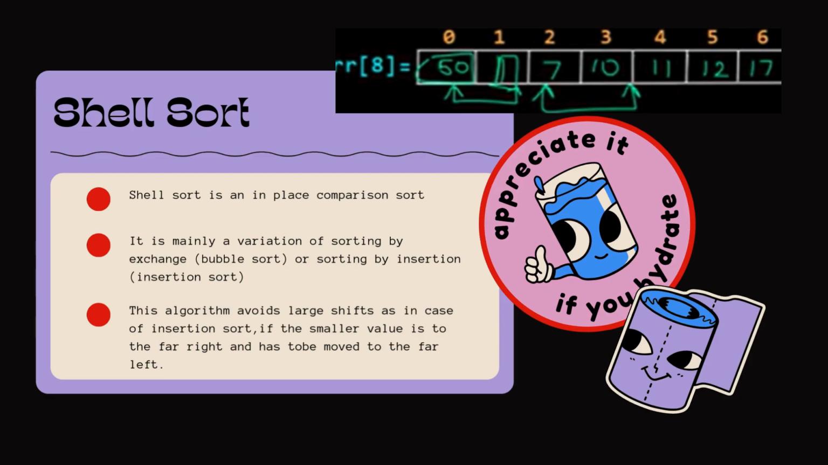array without using extra memory. Second, shell sort is mainly a variation of insertion sort and bubble sort. It improves insertion sort by allowing comparisons between elements that are far apart, instead of only adjacent elements.